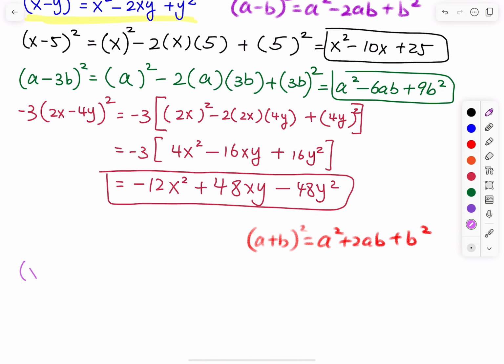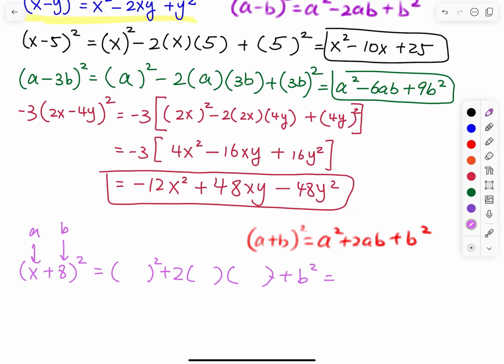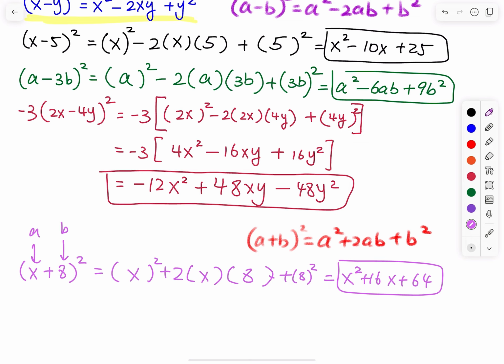How about x plus 8 squared? What is that equal to? So this is a squared plus 2ab and then plus b squared, right? So a is equal to x and then b is equal to 8. Fill in the blanks. X squared, 2ab. Oh, b squared is not supposed to be a b squared. This is like an 8. Look how clean that is. So this is x squared plus 16x plus 64. There we go.